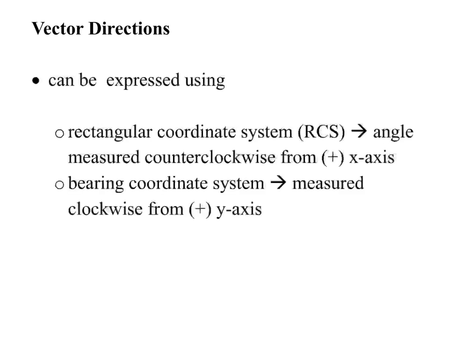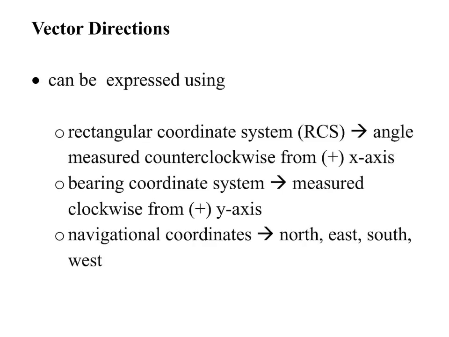So this is the method that math uses. Then we can use the bearing coordinate system, and that's clockwise from the y-axis. This is what is used a lot in navigation, when you're looking at a compass and it points due north, and then you take an angle from north, but this time we're going clockwise. And then there's navigational coordinates, where I say it's north, east, south, west, or I say how many degrees it is away from the north or away from the east or something like that, okay?